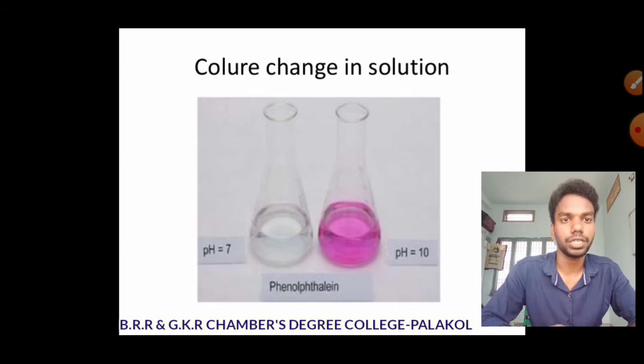So the phenolphthalein indicator shows no color in acidic medium and it shows pink color in basic medium. That is the reason. I hope you understand the things.